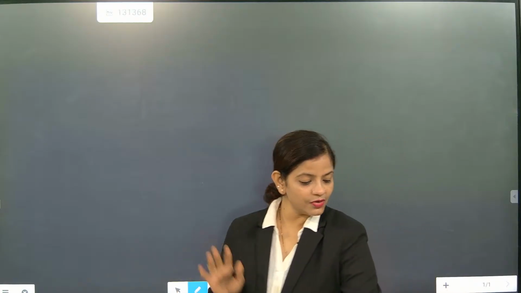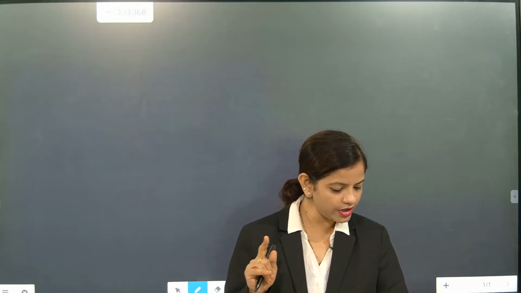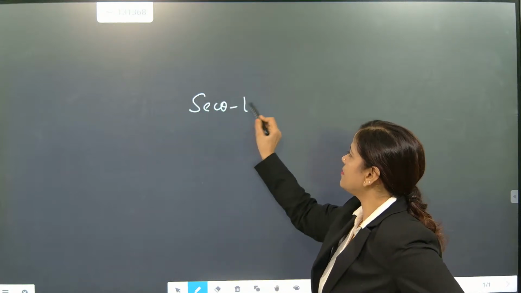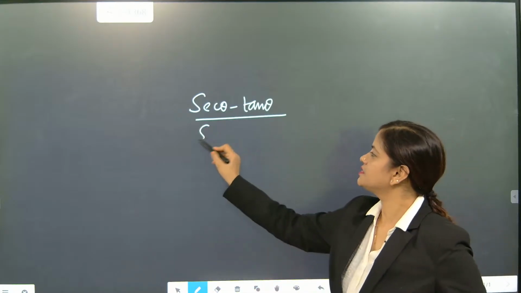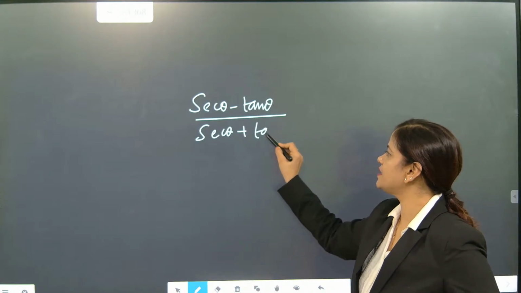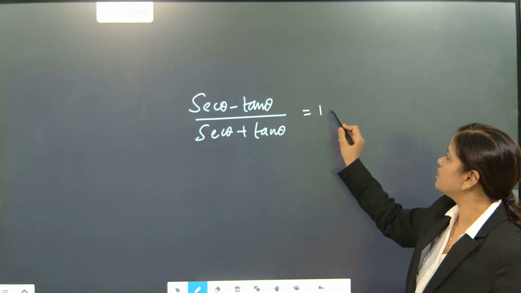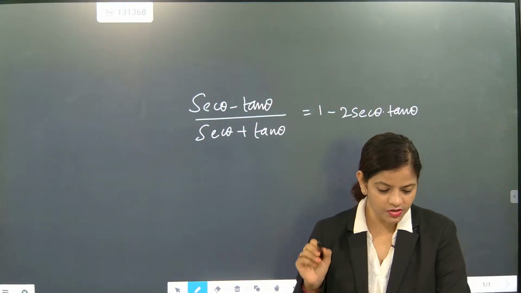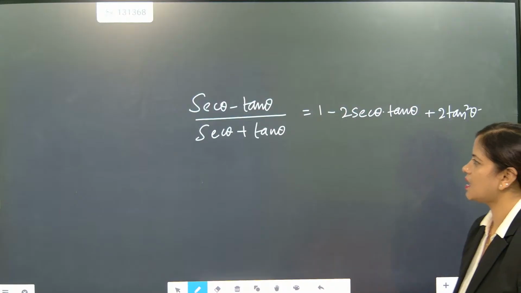So now, next question. Are you ready for the next one? Now again a short test, but the most intellectual type of answering. If somebody asks you this question: secant theta minus tan theta divided by secant theta plus tan theta equals 1 minus 2 secant theta into tan theta plus 2 tan square theta. All these questions are asked in CBSE. Let's see how we are going to solve it in the simplest way. Try to solve. Your time starts now.